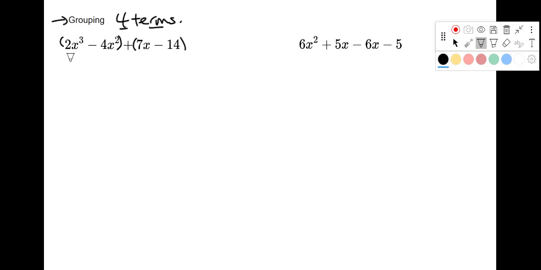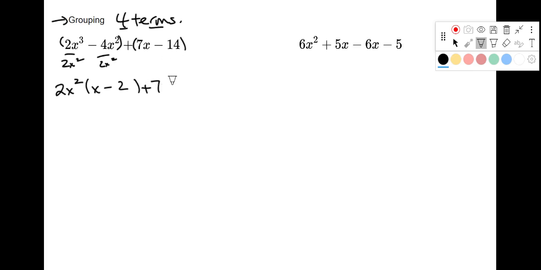So if we look, our first set of parentheses is 2x cubed minus 4x squared. The GCF is 2x squared. And then we're going to write what remains in the parentheses here. So we'll divide by 2x squared, and we'd have x minus 2. Our next set of parentheses, this plus sign that's in the middle gets brought down. It's going to be part of the GCF, okay, in our second set of parentheses, no matter what. We see a 7x and a 14.